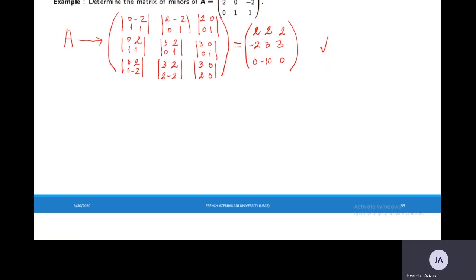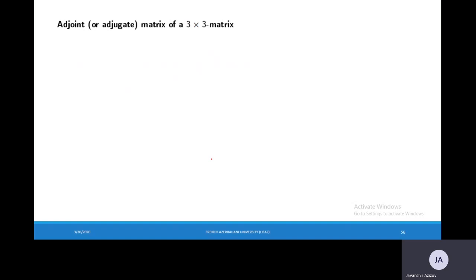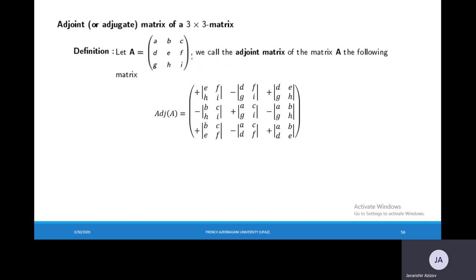Adjoint matrix of a 3 times 3 matrix. Suppose that we have a 3 times 3 size matrix A, then this expression is called the adjoint matrix of A, and for the adjoint matrix, we use this notation. Here, to define the signs of determinants, you can use this expression, minus 1 to the power of i plus j. Here i and j show the places of rows and columns. i and j change from 1 to 3.